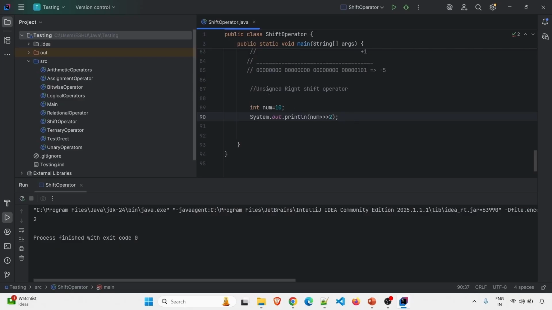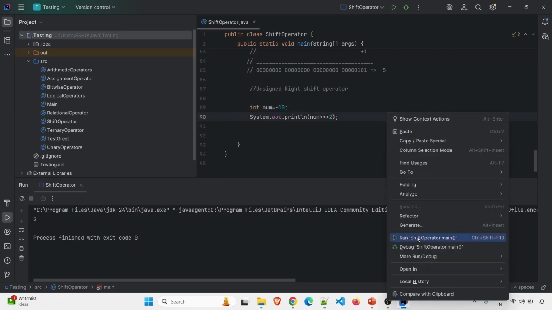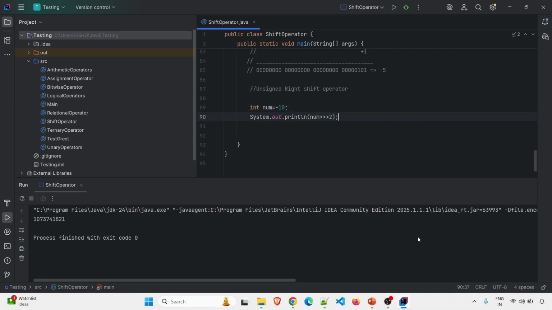Now let's see, since this is an unsigned right shift operator, unsigned means the sign is not maintained. Even if I'm passing a negative number, this negative symbol will not be maintained. It will be removed. So let's run this. Okay, obviously I have passed a negative number, but I'm getting a positive output. That is for sure because it is an unsigned right shift operator.